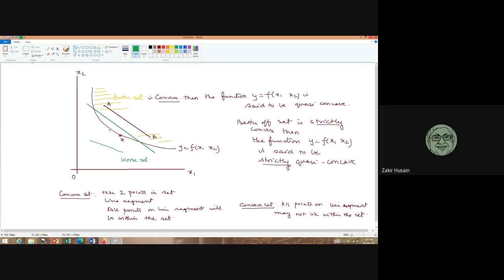So remember that you cannot choose just 2 points. You have to choose all points and show that any 2 points, the line segment connecting any 2 points has to be within the set. So this worse set, this is concave.